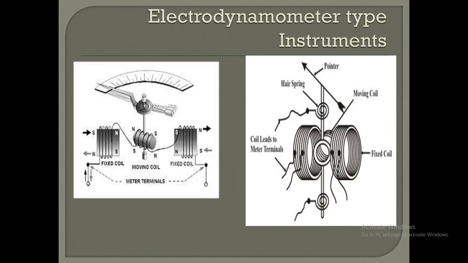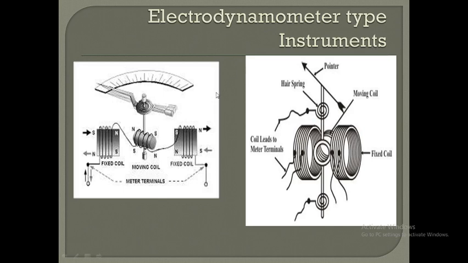Hello students. In the last class we discussed MI type instruments, PMMC instruments, their advantages, disadvantages and the errors that occur in these instruments. Right? So today we are going to discuss electrodynamometer type measuring instruments.